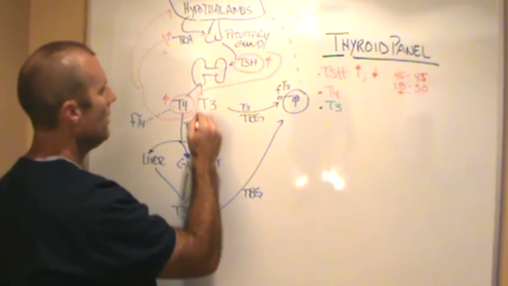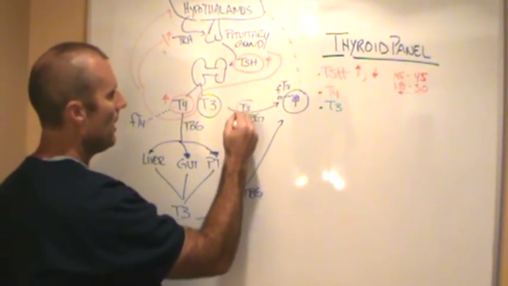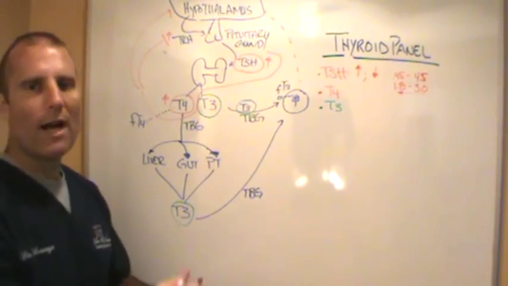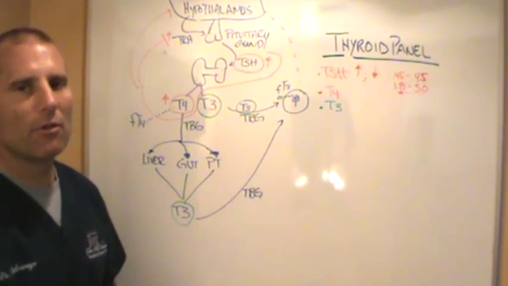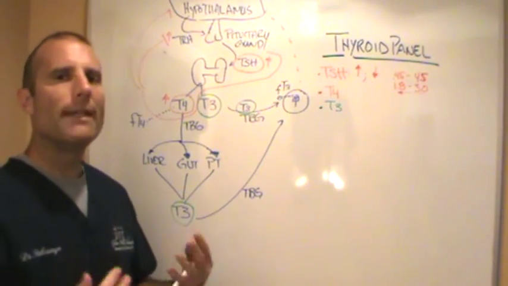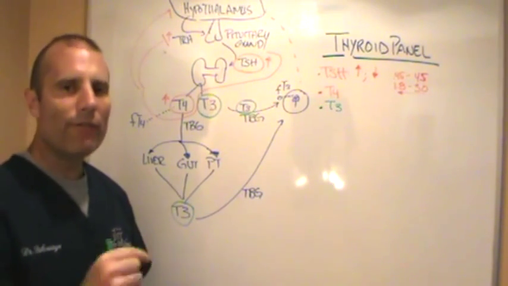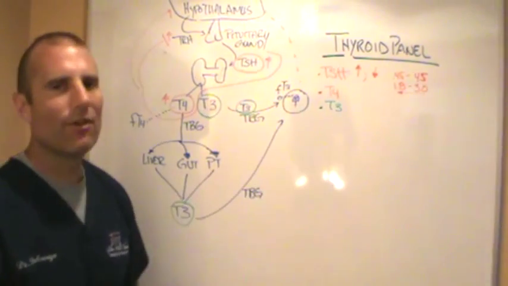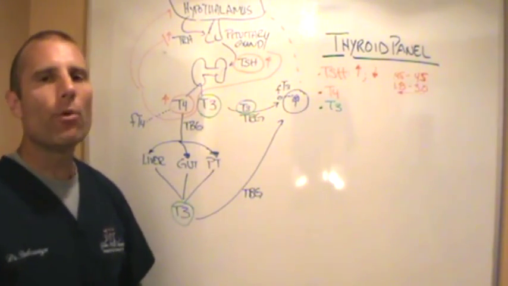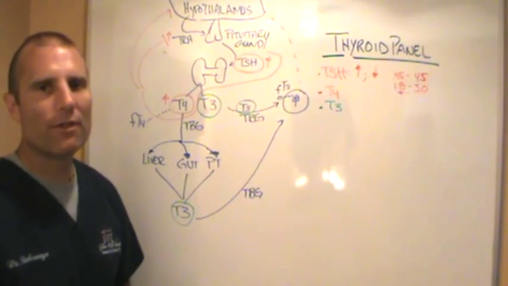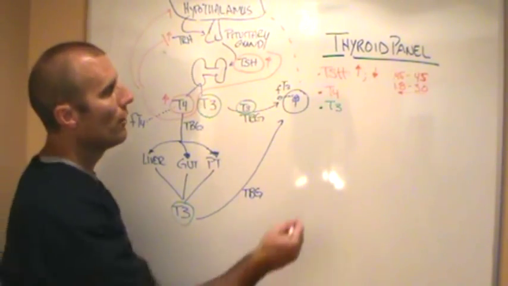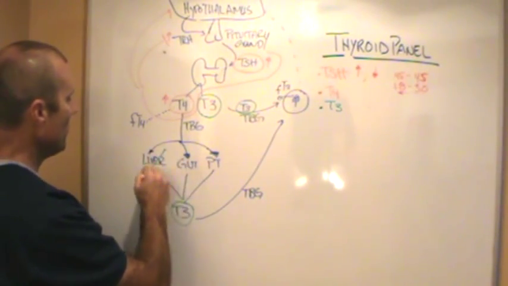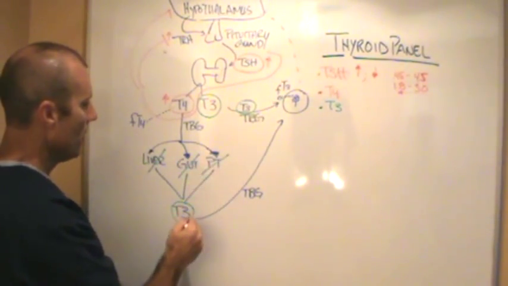So how much T3 is being made? How much T3 is actually being converted? So how much of that actual T4 is actually being converted into T3? And the reason that's so important is that T4 isn't what actually gets into the cells of the body. It's not T4 that gets in here, it's actually T3. So it's important to know what that conversion from T4 to T3 is.